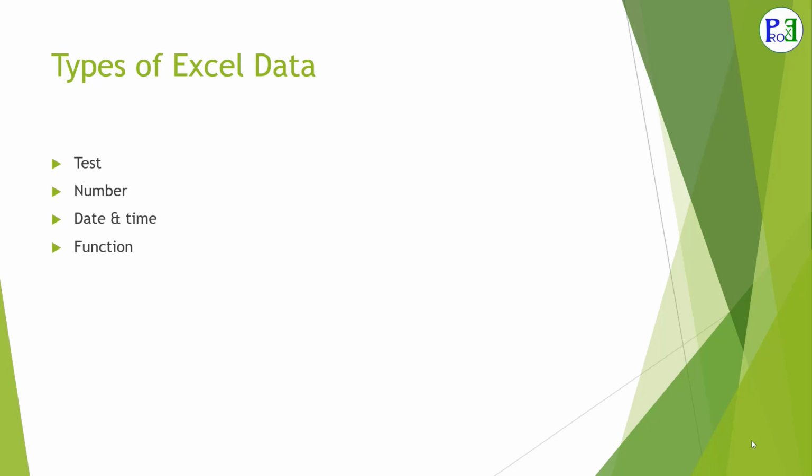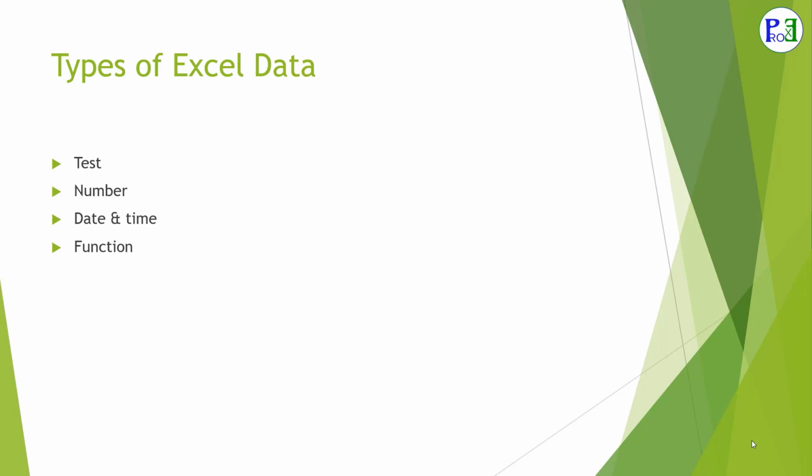Any character or any name or any specific description is called text. Number means any numerical data. Date and time, from the name you can identify, is a particular date or time we can enter into Excel. And number four is function, which denotes any addition, deletion or any formula which you use in Excel. That's what we call function. So there are four types of data we can capture in Excel.